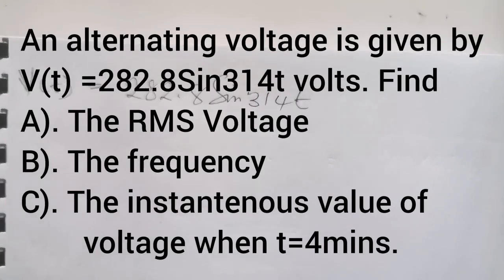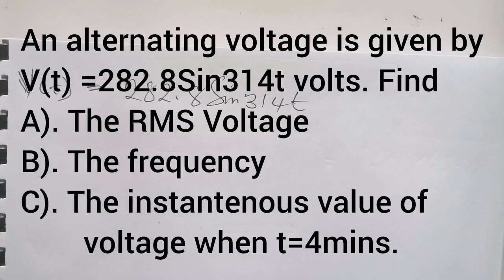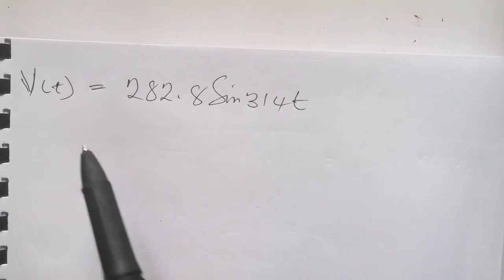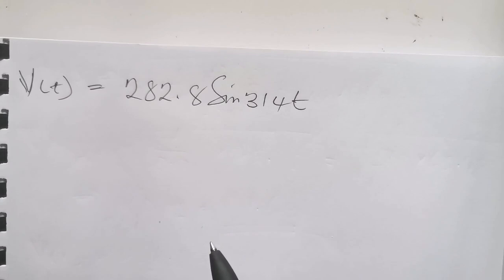So in this video we are going to be considering this question to explain the concept of alternating voltage. Now the question says an alternating voltage is given by V of t equals 282.8 sine 314t volts. Find the root mean square voltage, the frequency, and the instantaneous value of voltage when t is equal to 4 minutes. Alright, so we are given our voltage function to be V of t equals 282.8 sine 314t.